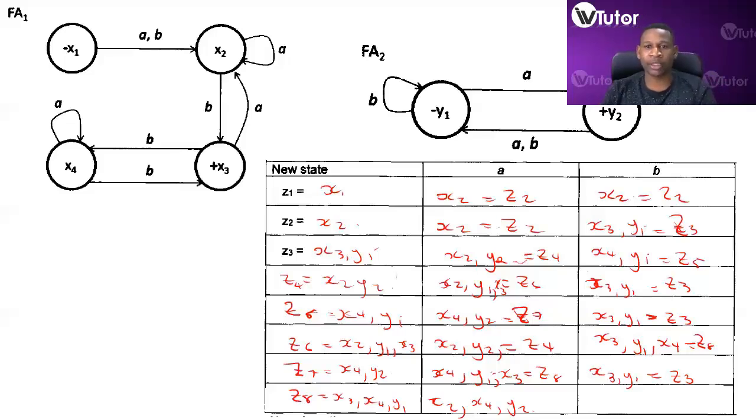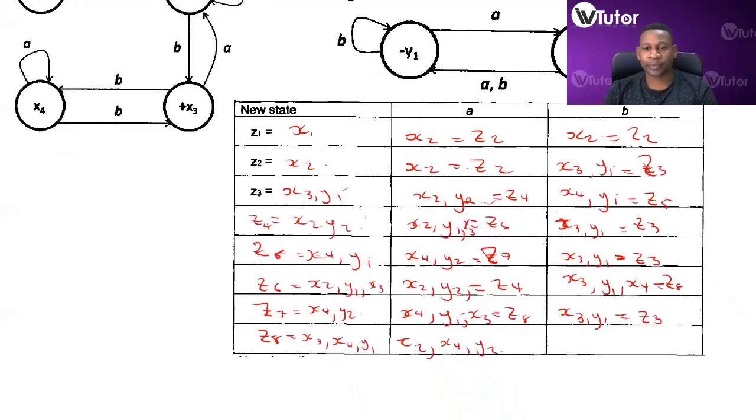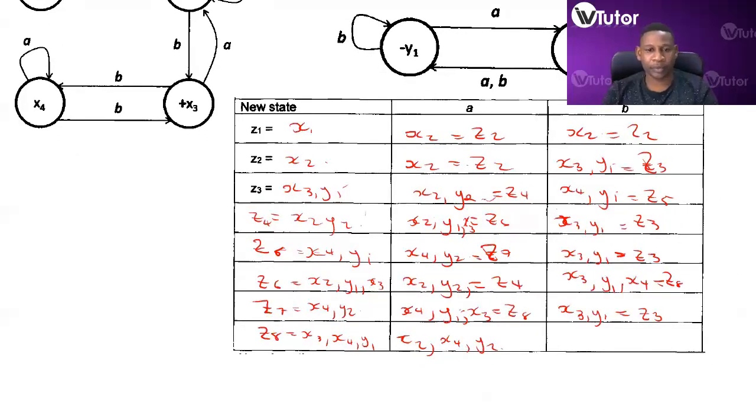Let's add one more and see what happens. So this becomes our Z9. Right? If you are now in X3 and you encounter an A, you go to X2, X4. X4 and you encounter B, you go to X3, Y1. And then if you are in Y1 and you encounter B, you stay in Y1. So X4, X3, Y1 is given by Z8.